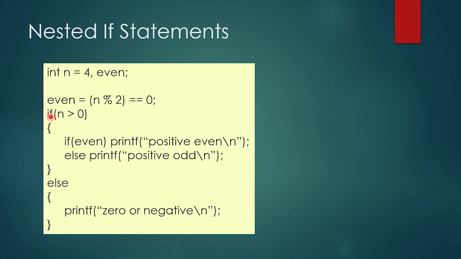So I can say if n is greater than 0, and if it is, I go in here and I say if it's even, printf it's positive even, else printf it's positive odd, because you couldn't get in here if it wasn't a positive number. Else, which goes with the outer if, printf it's 0 or negative, and I don't care whether it's positive or negative at that point. Or positive, even or odd, I just print out whether it's positive or negative.